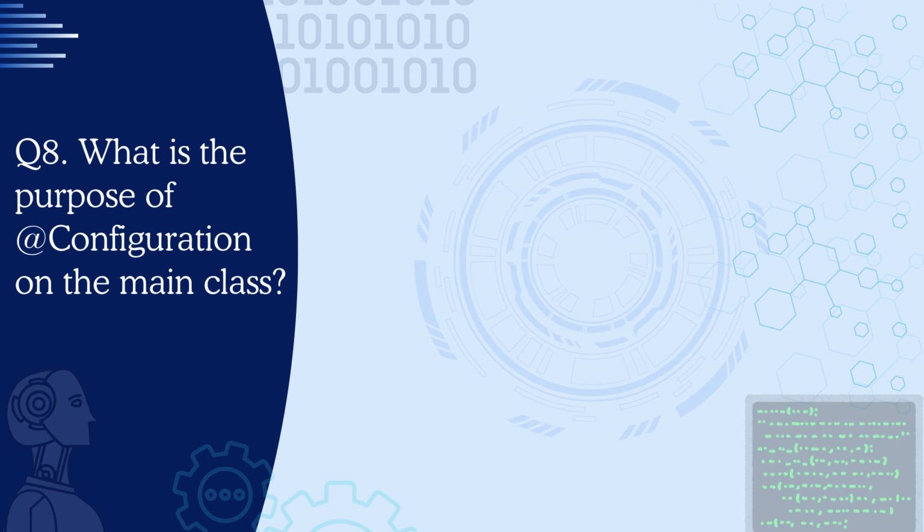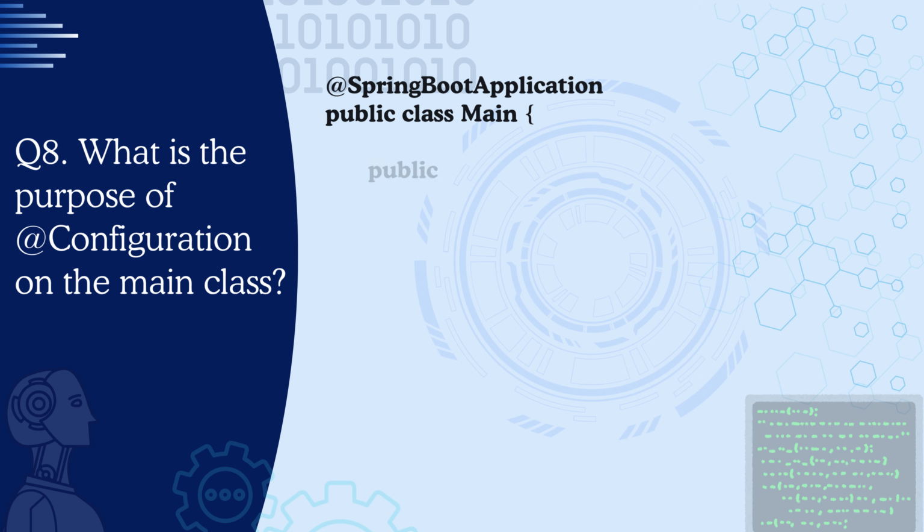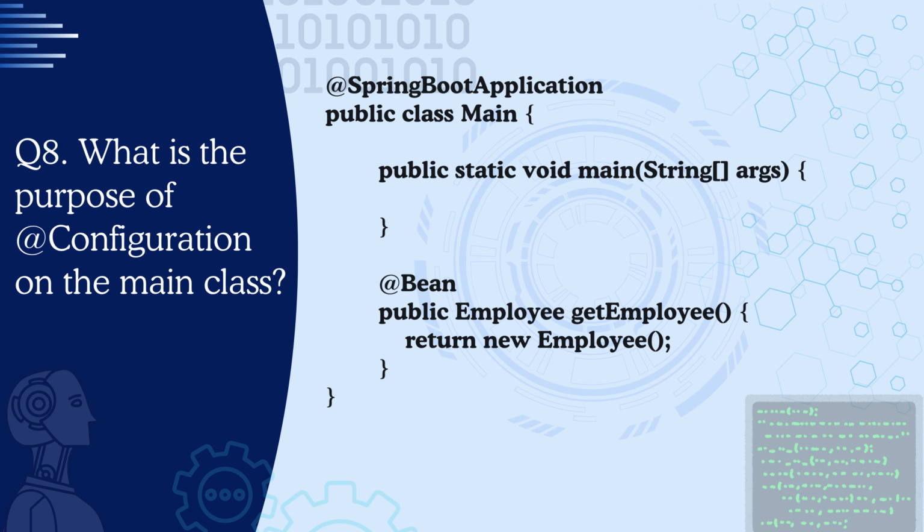Okay. Now question 8. What is the purpose of @Configuration on the main class? It means that main class can also be considered as a configuration class. That is, you can declare beans inside this class. Just keep on adding the methods with @Bean on it and they will be declared as beans.